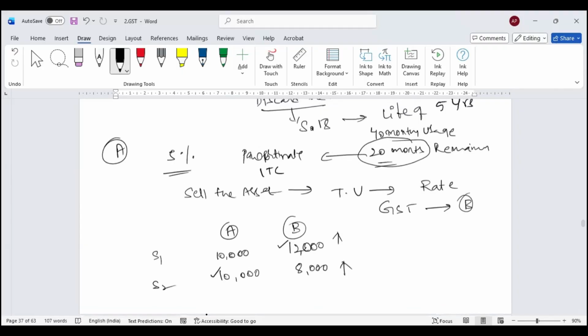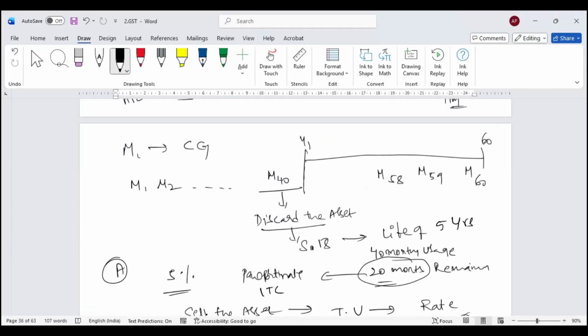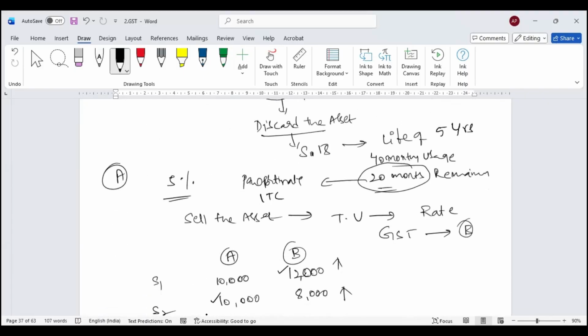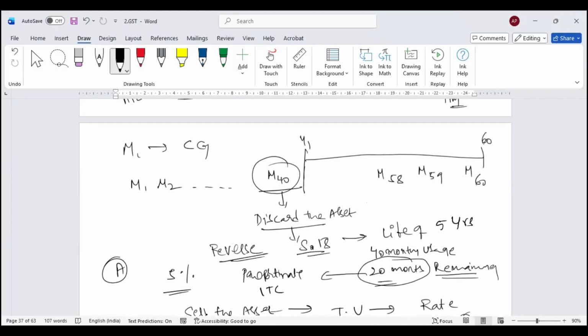Since I am going to apply this proportionate rule, Mohan, at this point in time, whenever you have decided that you are going to discard, section 18 comes into play to say that, boss, whatever remaining life is there, identify and reverse this particular credit. When I have reversed in month 40, Mohan, the remaining I'm not enjoying now. I'm not going to enjoy. So no need to pay interest on this particular remaining portion.